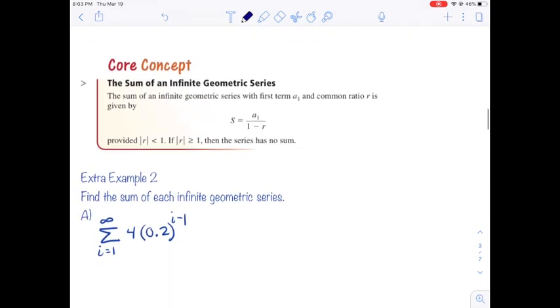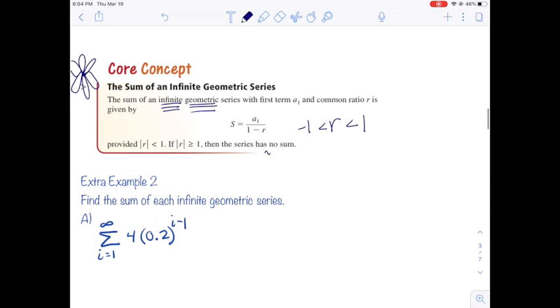So here's your little core concept. This is your take-home message right in here. If you have the sum of an infinite geometric series, here is your rule. Now, this is distinct to infinite geometric. It's got to be multiplying to get the next term, and only if your r is between -1 and 1. If your common ratio is outside of that range, then you have no sum. So make a note of that, all right?